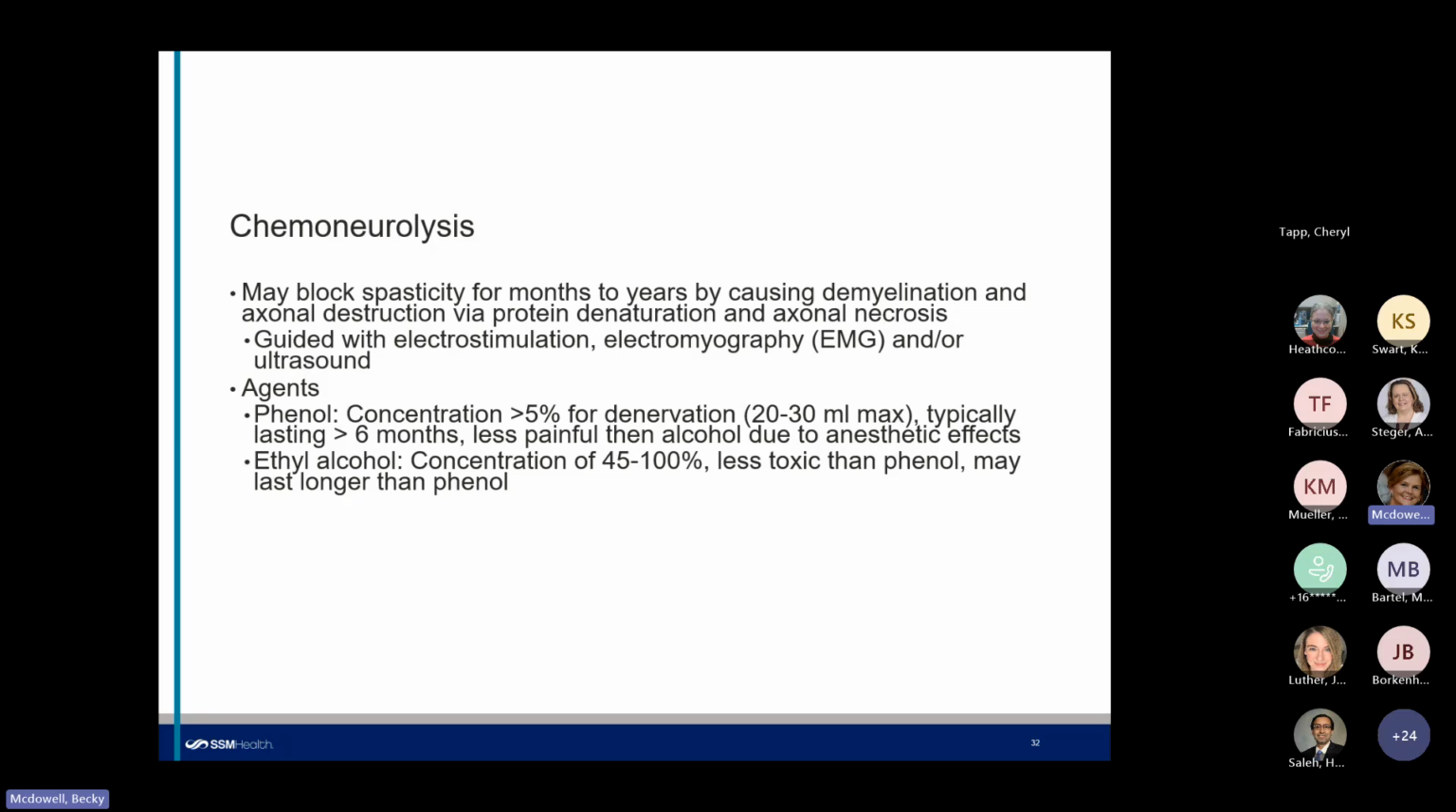Ethyl alcohol in concentrations between 45 and 100% can also be used. This is less toxic than phenol, and it may last longer than phenol.